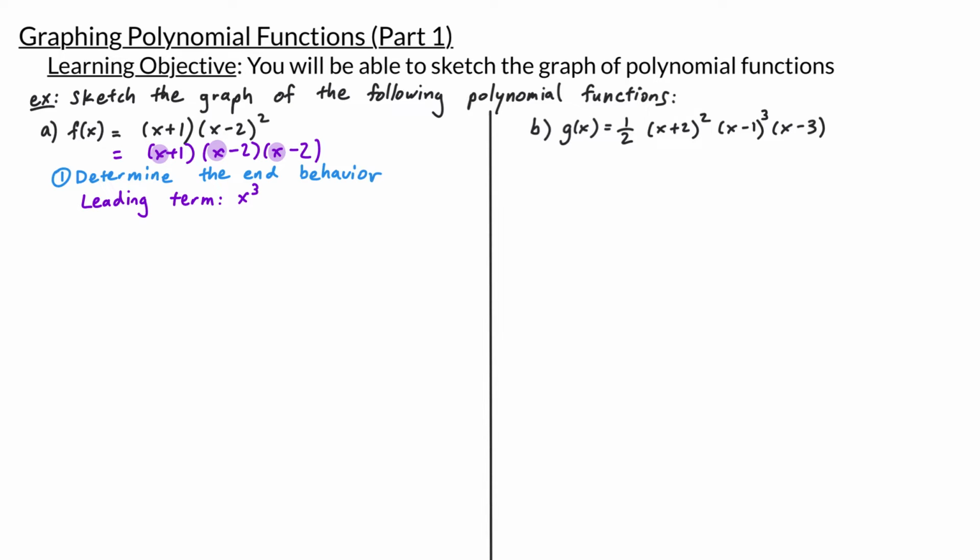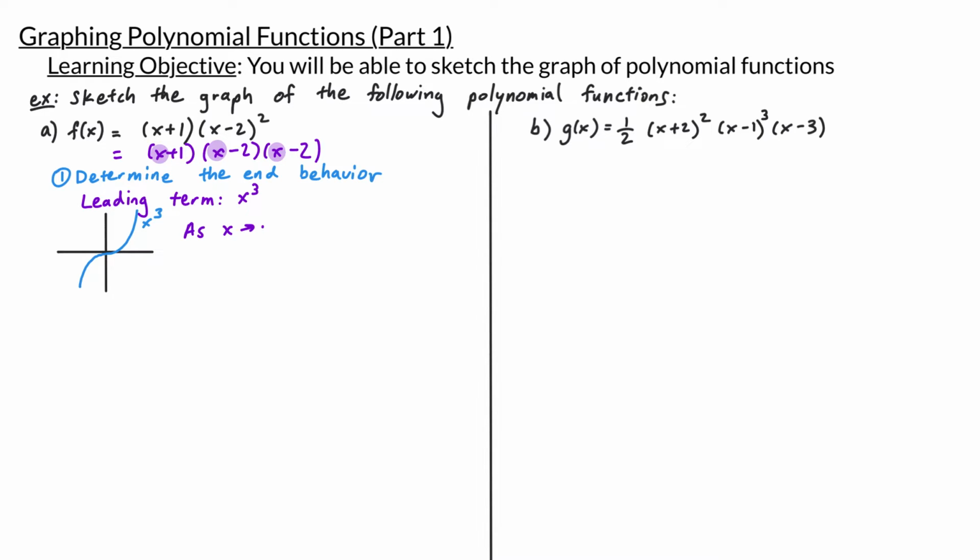And what this means is that our function f of x will behave more and more like the x cubed function as we trace our graph to the right and as we trace our graph to the left. So let's start by reminding ourselves, what does the x cubed function look like? Remember that if we have x to an odd power, its graph looks something like this. So if we want to determine the end behavior of f of x, we can just trace the x cubed graph to the right and to the left. So our end behavior is as follows.